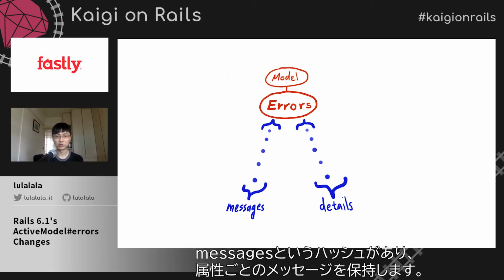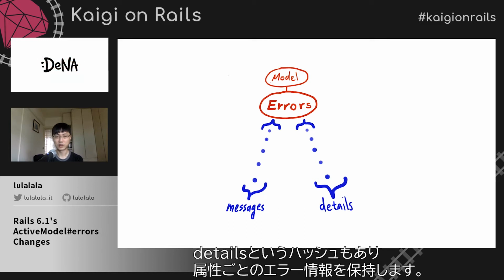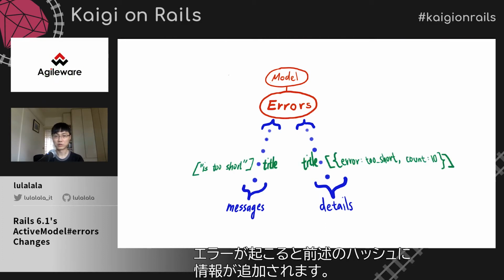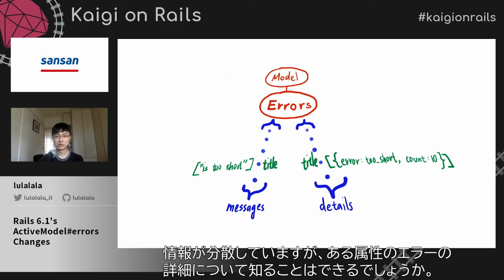It contains a hash called messages, storing messages per attribute. It also contains a hash called details, storing information of the error per attribute. When validation fails, it would insert the message into the message hash, and then insert the error details into the details hash. So the information exists across two different places.